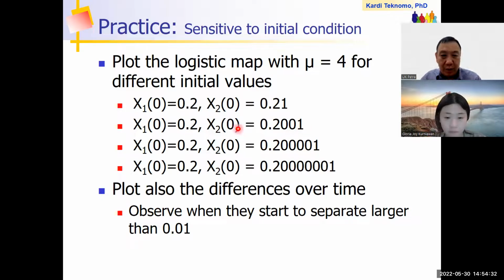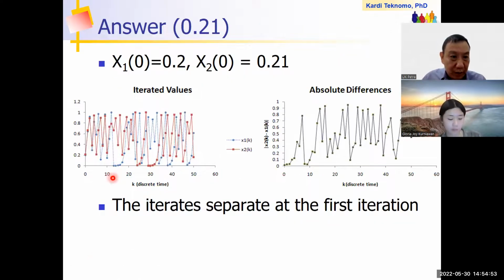Okay? And if you plot this, check the difference. How the initial value changes, very small, right? The change is very, very small, isn't it? And how they actually become greater and greater over time. So this is what I did. Here is initially 0.2 and then 0.21. And then I calculate the absolute difference. So this is x1 and this is x2, the red one.